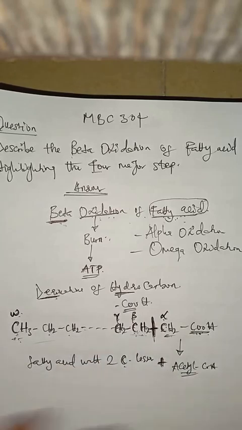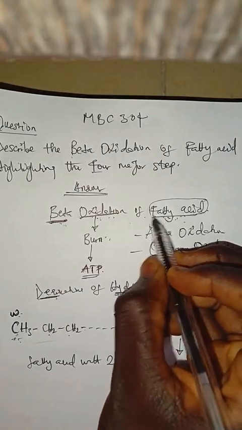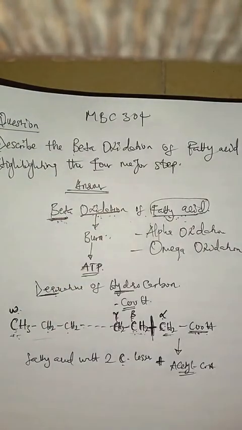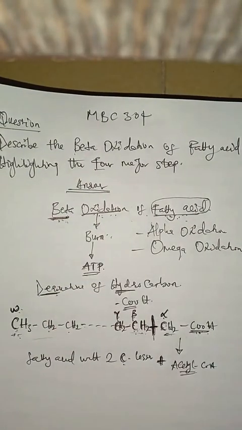I don't want to bother you with those details. I just want you to get the general idea that when we talk about oxidation of fatty acid, particularly the beta oxidation of fatty acid, it simply means that we want to oxidize fatty acid at the beta carbon.